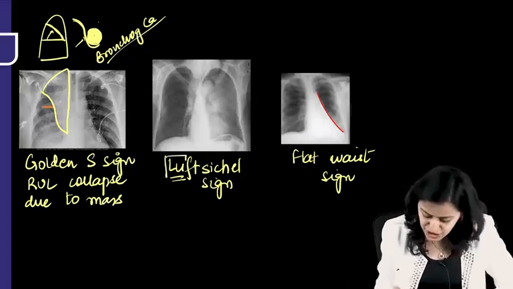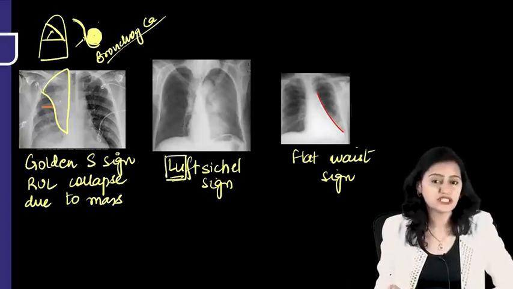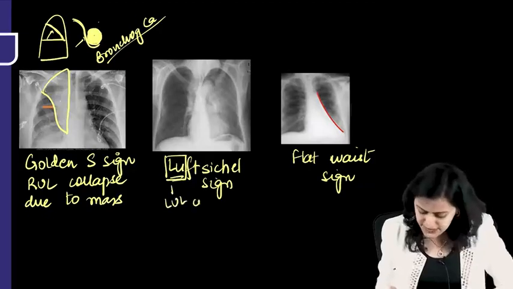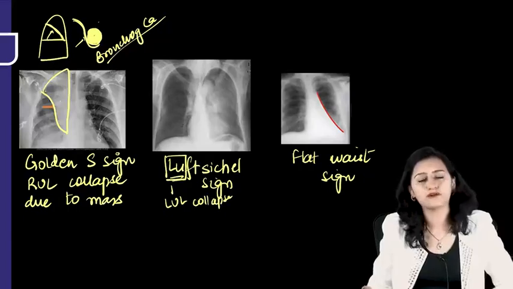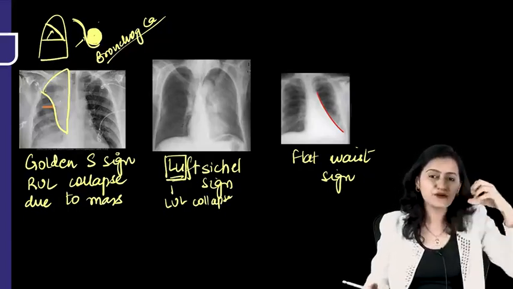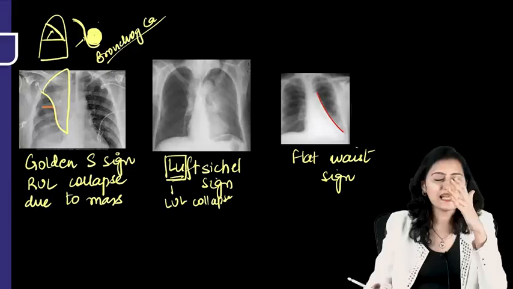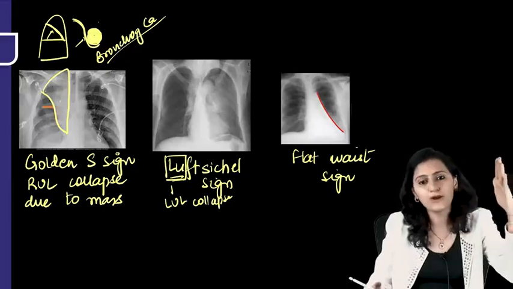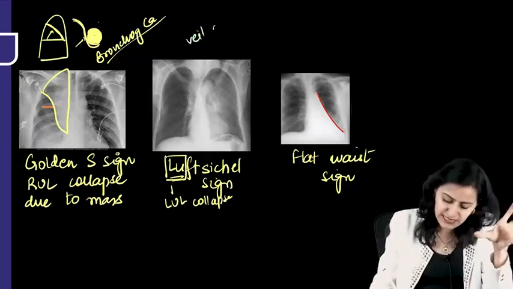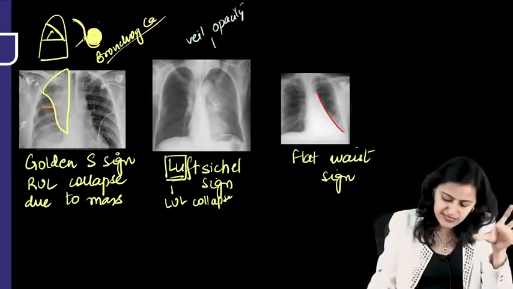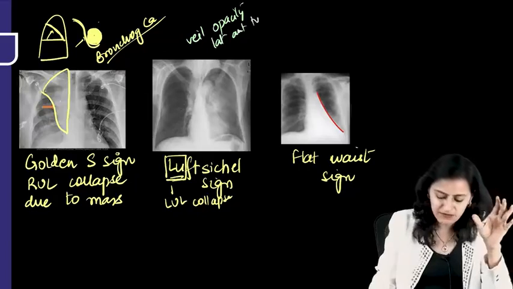Next is the Luftsichel sign. Now, remember Luftsichel, L-U-L-U. This is seen in left upper lobe collapse. So, with the left upper lobe collapse, what we will see on the lateral chest X-ray is anterior to the oblique fissure the collapsed white thing, called a wheel-like opacity on the lateral chest X-ray.